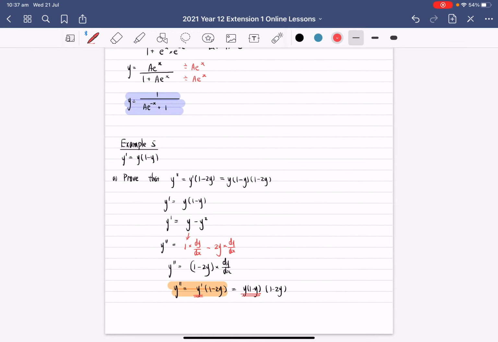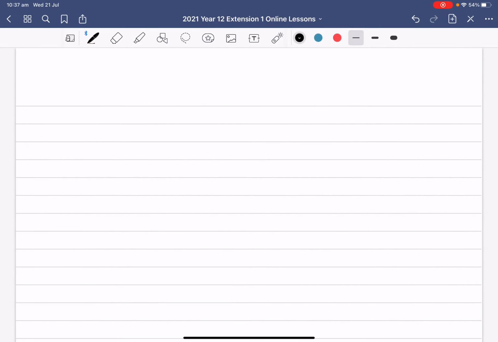The second part of the question actually tells you to analyze the gradient and the concavity. Okay, so use the above result.